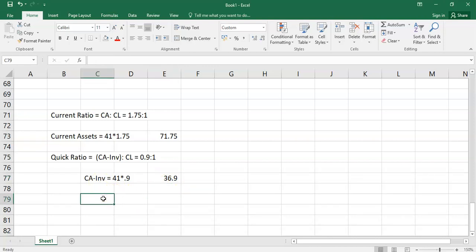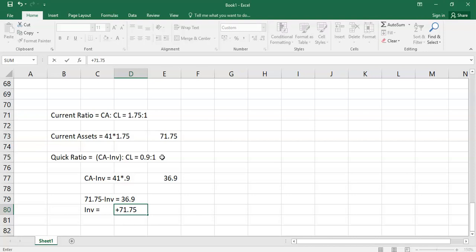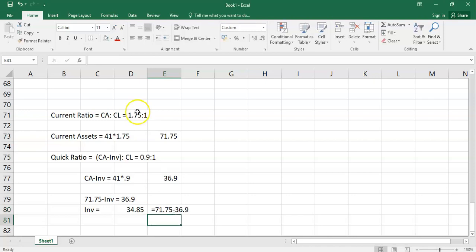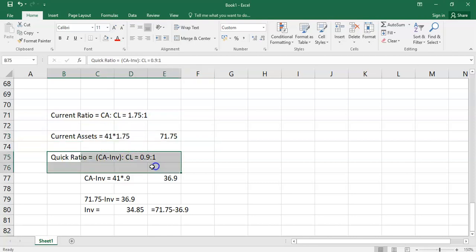We know current assets are 71.75. So 71.75 minus inventory equals 36.9. That means your inventory is going to equal 71.75 minus 36.9. That is not easy. There's a lot going on there that you're trying to figure out. So you have to first use the current ratio to find out current assets. Then use the quick ratio to isolate what inventory is, because the difference between the current ratio and the quick ratio is your inventory.